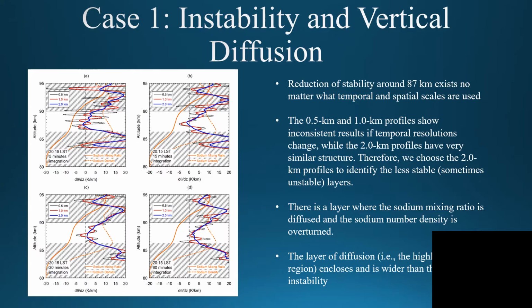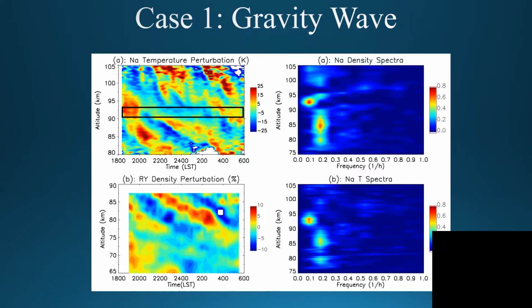layers. In the profiles of sodium, we have clearly a layer where the sodium mixing ratio is diffused and the sodium density is overturned. We notice that the layer of diffusion is wider than the layer of instability. In the mesosphere, layers of instability and diffusion are often associated with gravity wave breaking. So in the next few slides, we're going to investigate the vertical evolution of the gravity waves at this night.